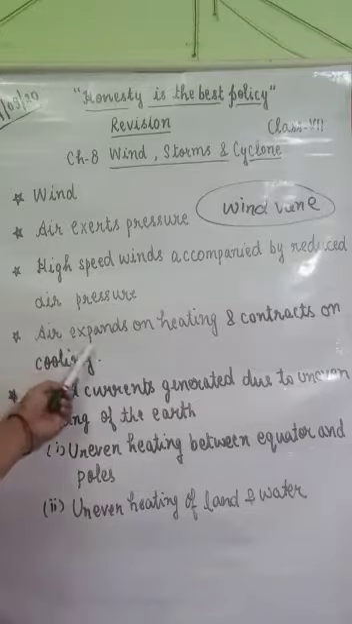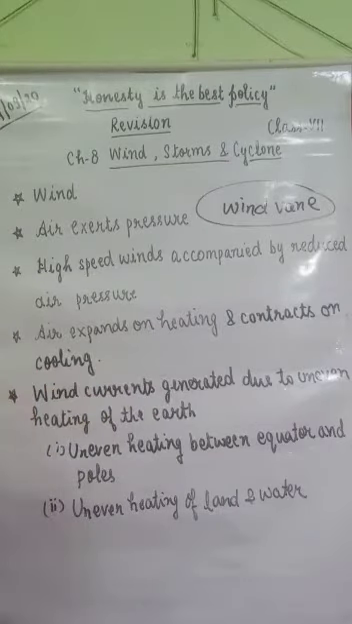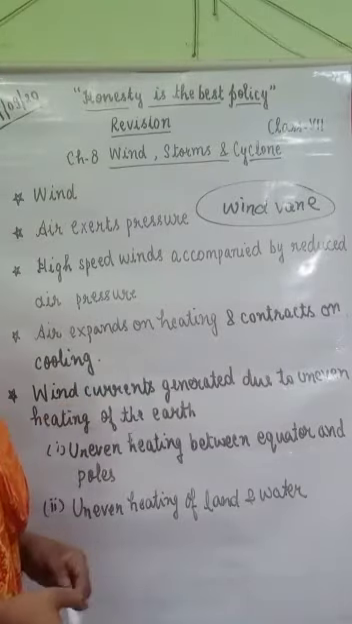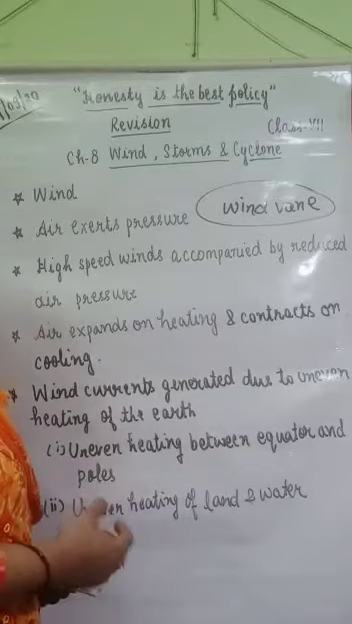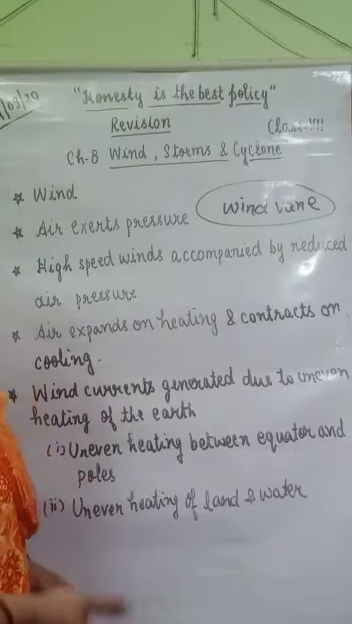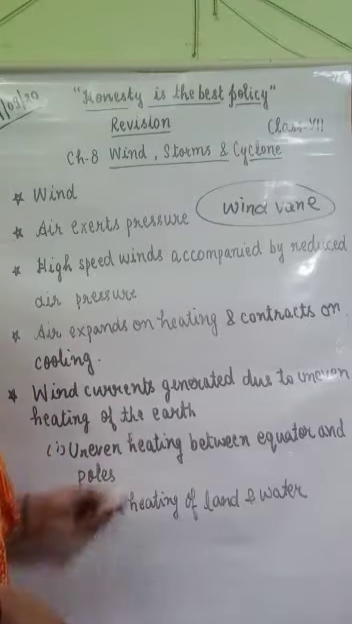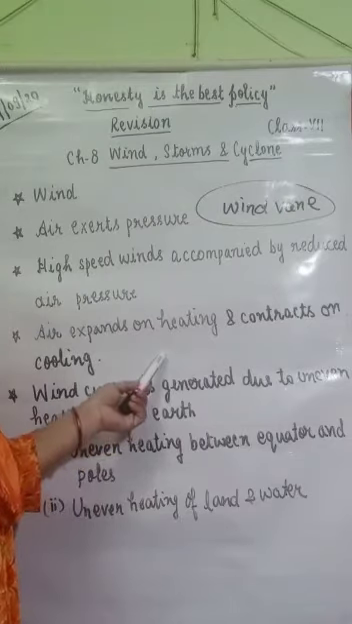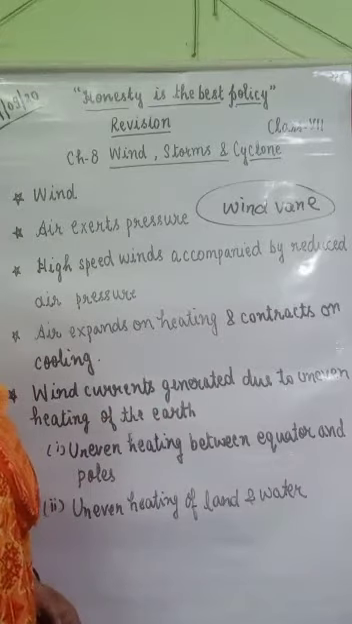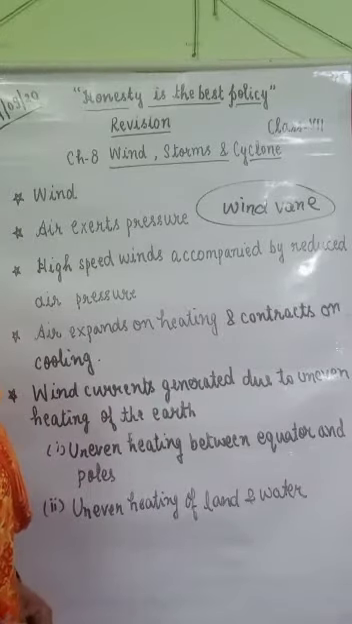Next, air expands on heating and contracts on cooling. When air is heated, it expands and occupies more space. When the same thing occupies more space, it becomes lighter. So the warm air is lighter and it rises up. Warm air is lighter than cold air, and due to being light, it rises up, and that is why smoke goes up.